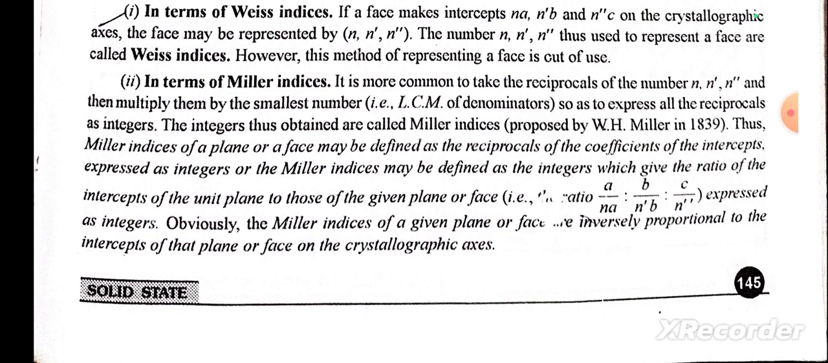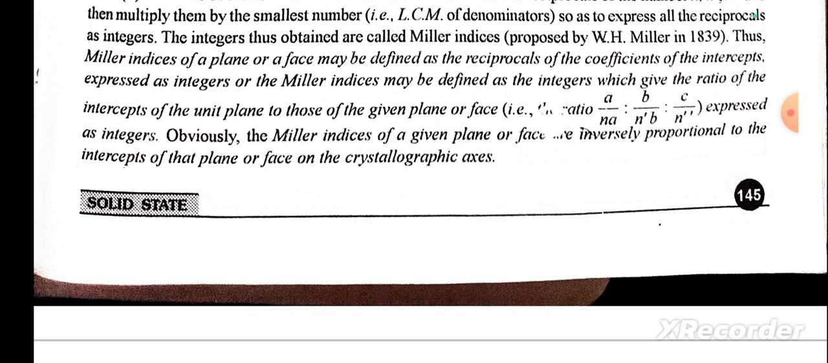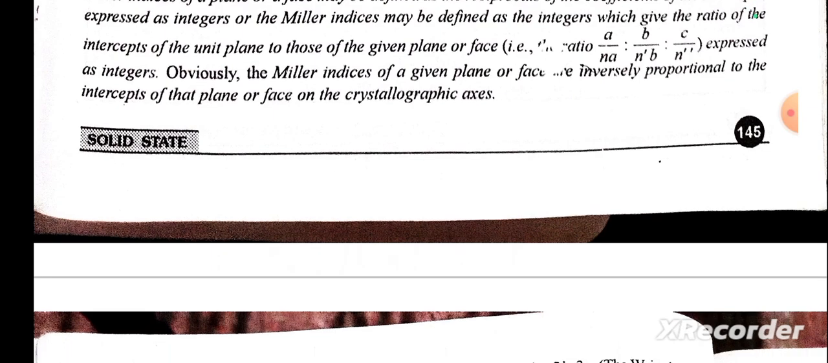In terms of Miller indices, it is common to take the reciprocal of the numbers n, n', n'' and then multiply by the smallest number so as to express all the reciprocals as integers. The integers thus obtained are called the Miller indices. The Miller indices of a plane or a face may be defined as the reciprocal of the coefficients of the intercepts expressed as integers, or as the integers which give the ratio of the intercepts of the unit cell to those of the given plane or face. Evidently, the Miller indices of a given plane or face are inversely proportional to the intercepts of that plane or face on the crystallographic axes.